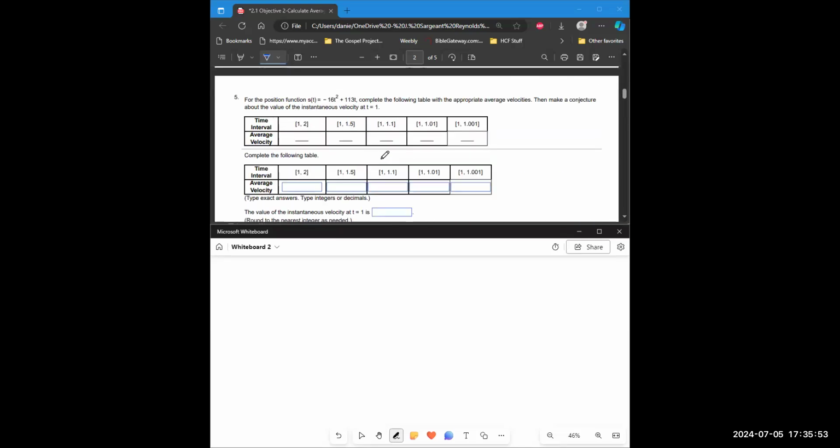Then we'll be done. So for the position function, negative 16t squared plus 113t, complete the table. So if you have a TI-84 graphing calculator or TI-83 graphing calculator, it's going to be really helpful with this because you can just put in multiple values into your table when you put in y equals. So I'm going to pull up mine to help me with this.